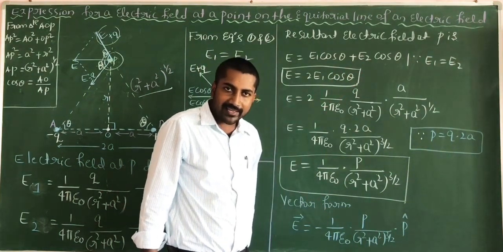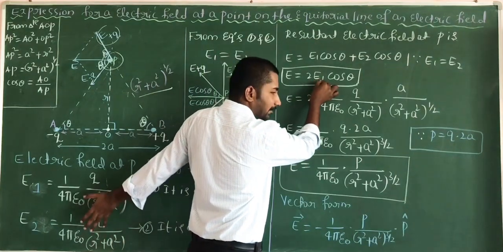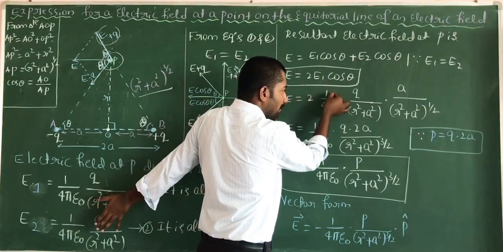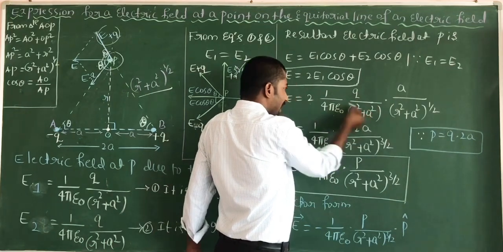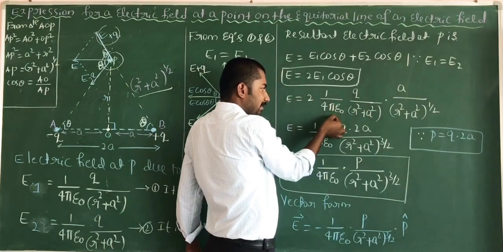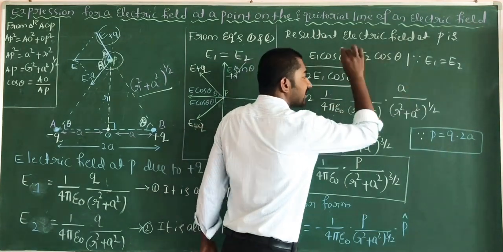And the resultant electric field at point P is E equal to 2 times E1, where E1 equals E2, and E1 is equal to 1 divided by 4 pi epsilon times Q divided by (R square plus A square), and E2 is also the same, 1 divided by 4 pi epsilon times Q divided by (R square plus A square), into cos theta.